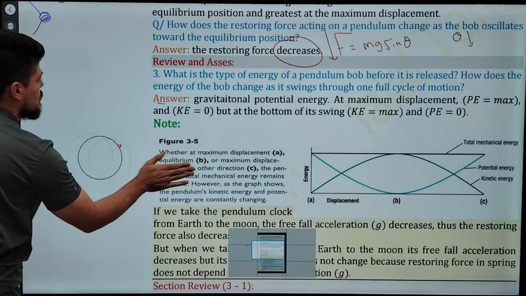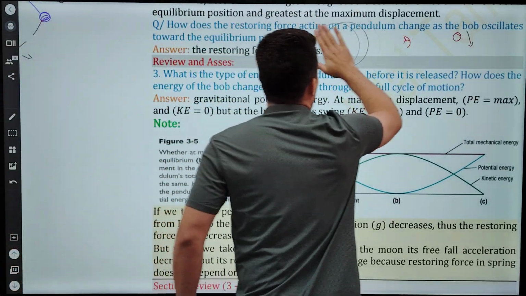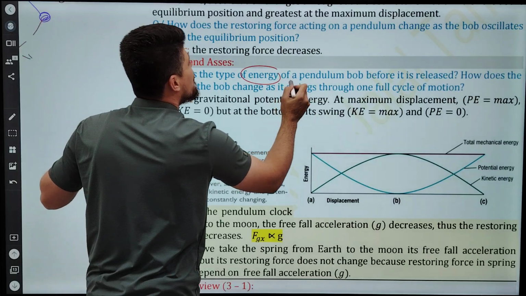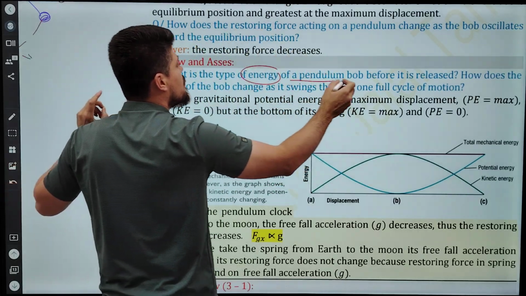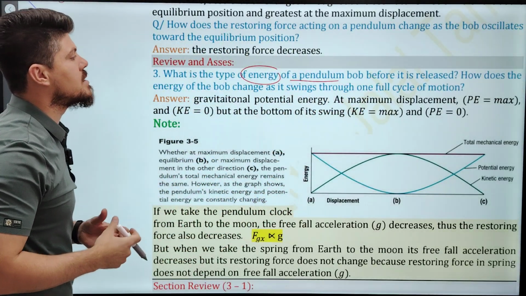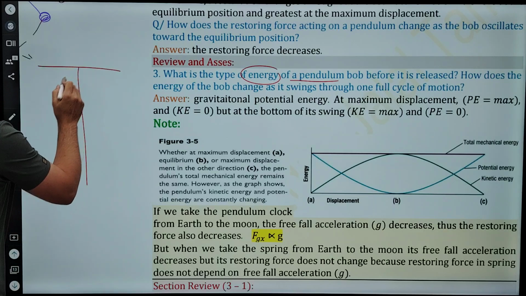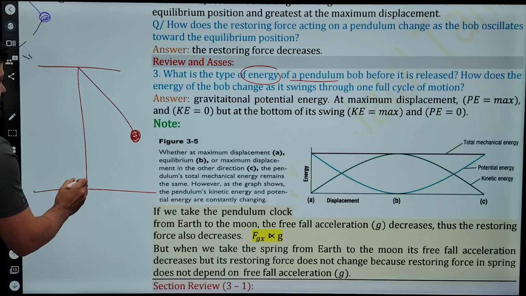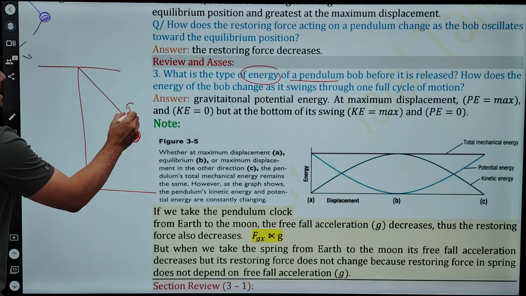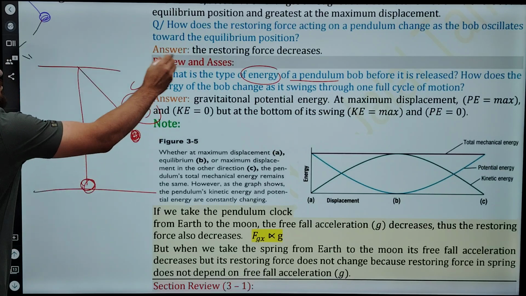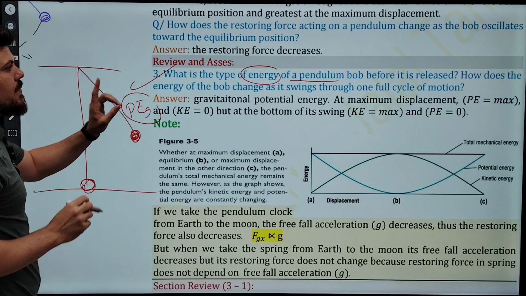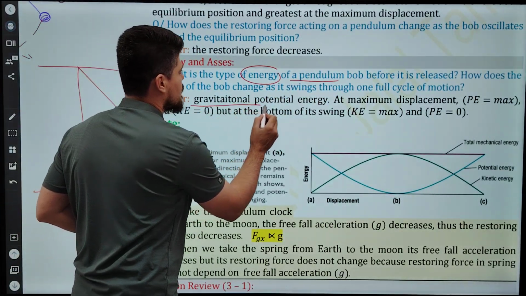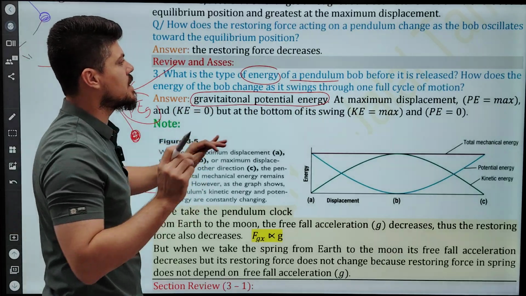Question 3 in chapter review. What is the type of energy of a pendulum bob before it is released? Before it is released, it means that at this point, what is the type of energy? Gravitational potential energy before release. Okay, the answer is gravitational potential energy. Look, gravitational potential energy before releasing.